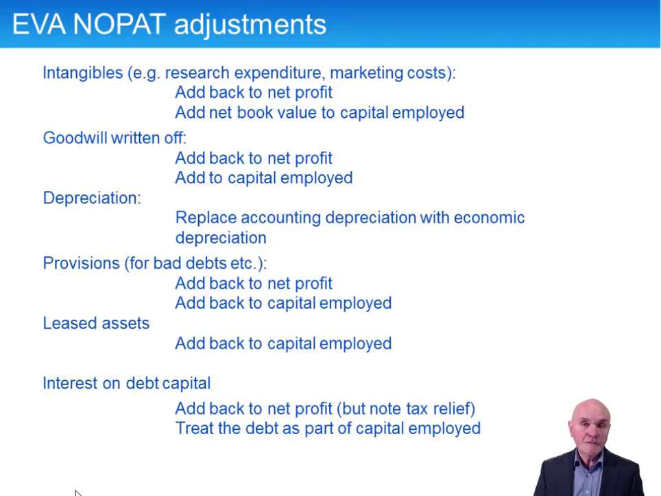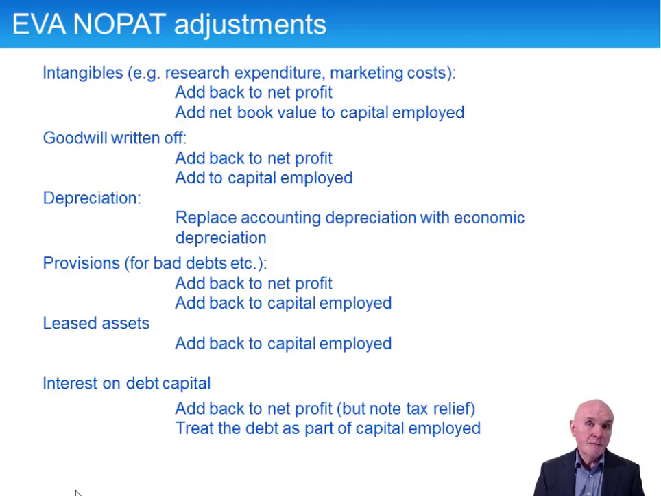Goodwill written off. They don't want that. The problem with goodwill written off, it's often a very arbitrary figure based on your assessment of the way goodwill may have been impaired. And so what we need to do is to add that back to net profit and also add back to the capital employed as though it was never written off.